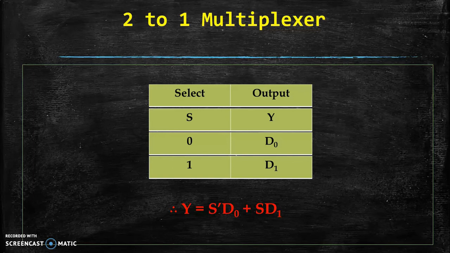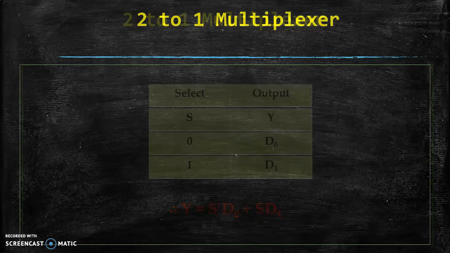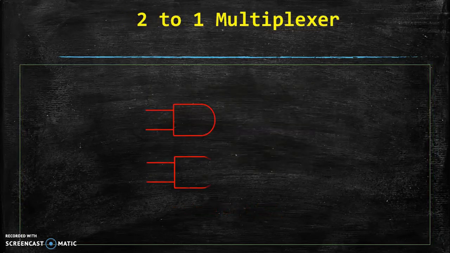We have the Boolean function in SOP form. So we have two product terms, and we require two AND gates. Because it is in SOP form, at the last stage, the output stage, we require one OR gate for the summation of both product terms. We have the input data select line S, and to get S bar, we require one NOT gate. So now let us implement the logic circuit. We require two AND gates for the two product terms.